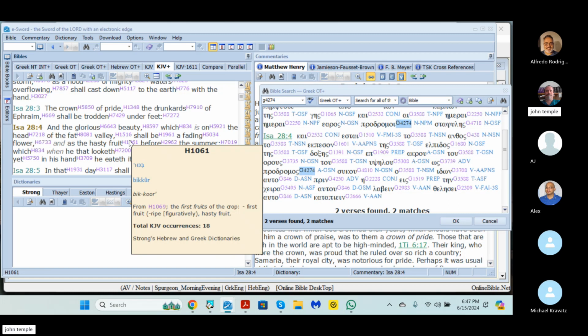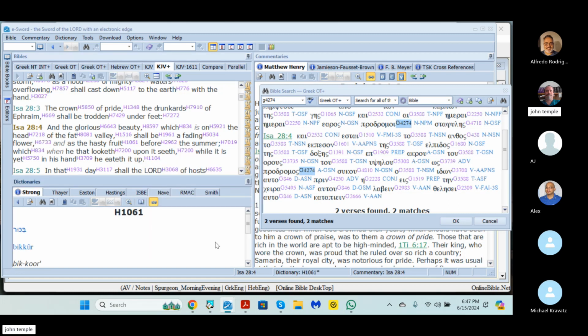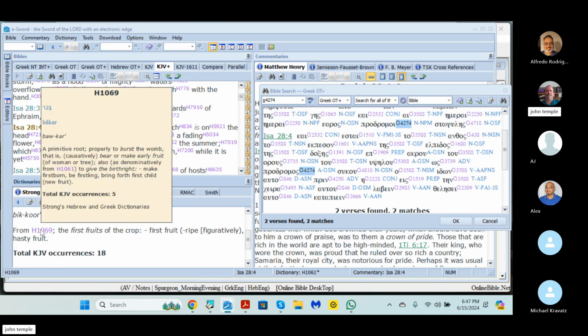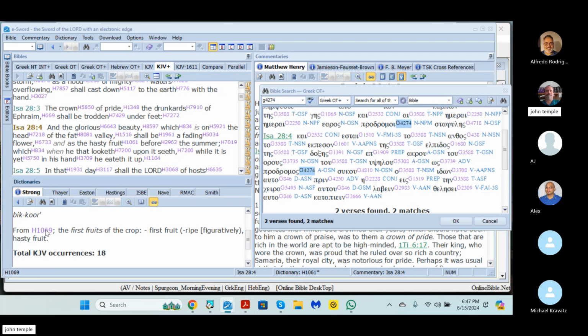So this is the hasty fruit. Let me get this word down here. This is bikur, and this is a big word in the Old Testament, talking about first fruits of the crop, or first ripe, and it comes from the main one, which is 1069, which is the verb, I believe. Let me see here. What happened? I'm losing my touch here. Okay, well, you have to take my word for it. But those are the two verses there.